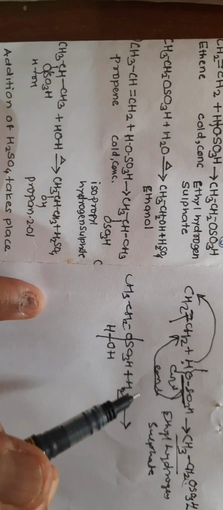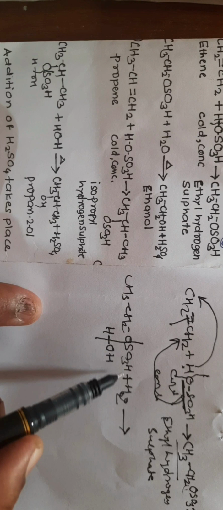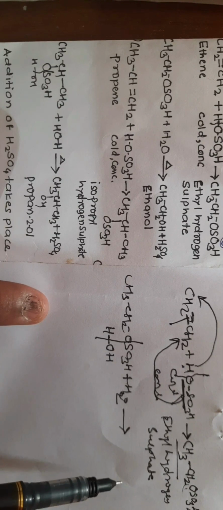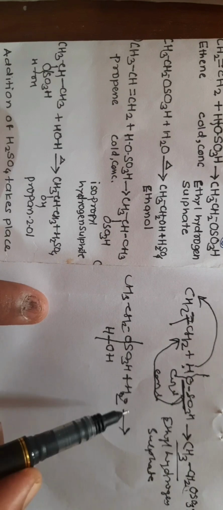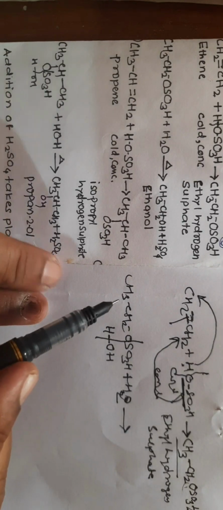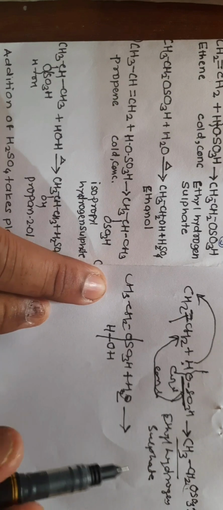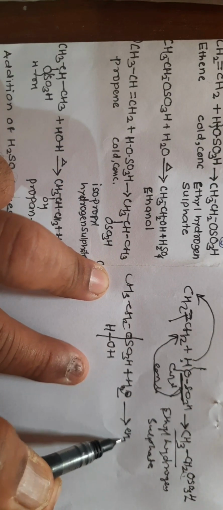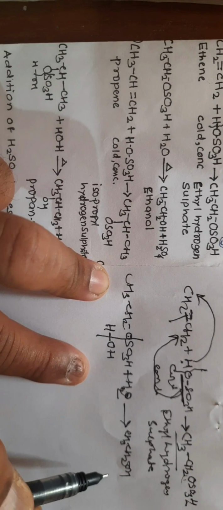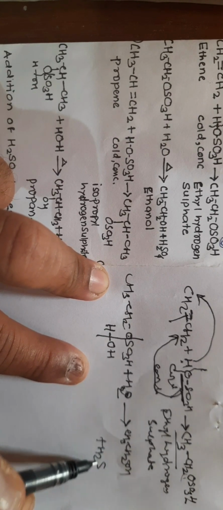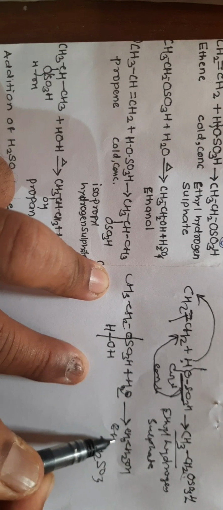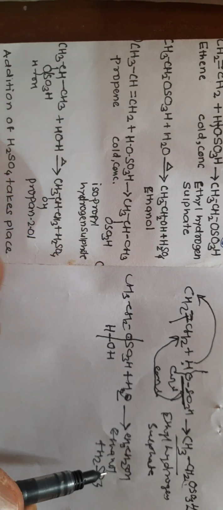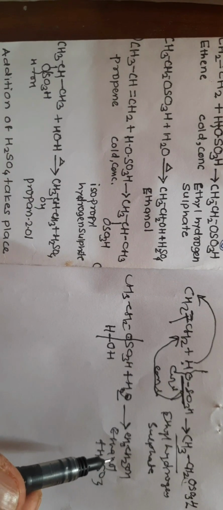It means that when this SO3H combines with OH, there is again a formation of SO3HOH, that means H2SO4. H2SO4 is regenerated here, and we will get the compound like this, CH3CH2O attached to this H. We will get the structure like this: CH3CH2OH plus H2SO4 regenerated. CH3CH2OH means ethanol or ethyl alcohol.